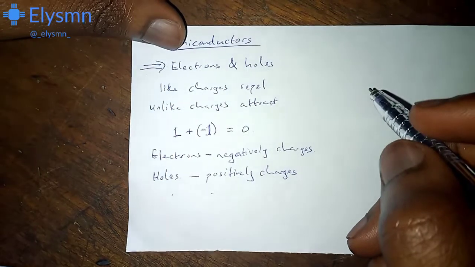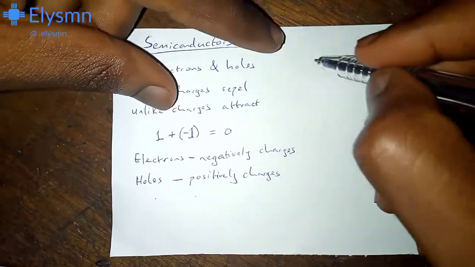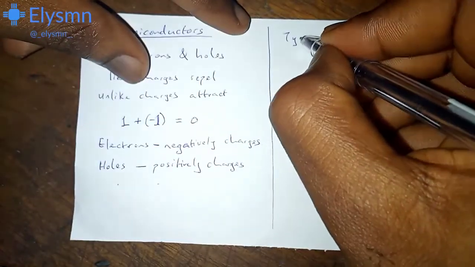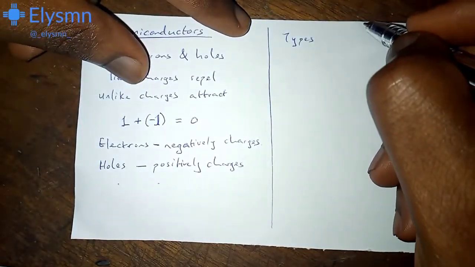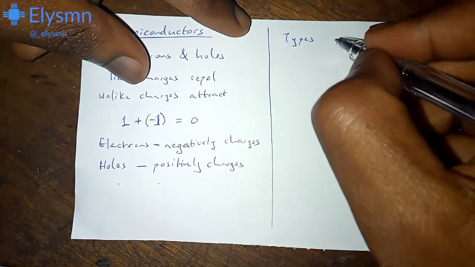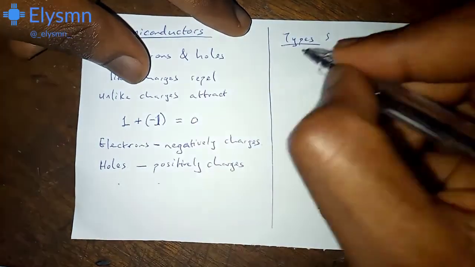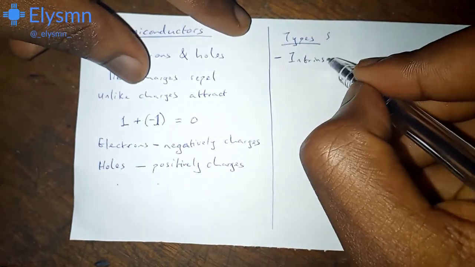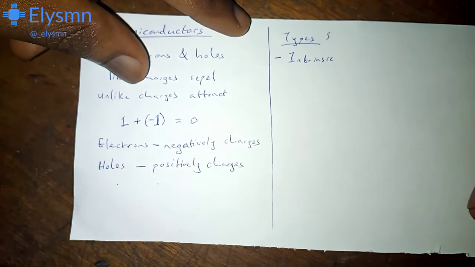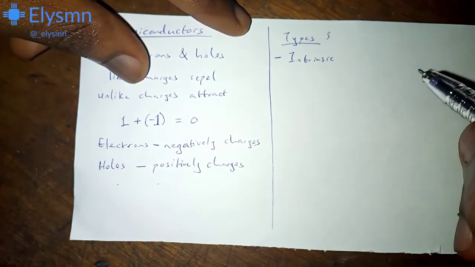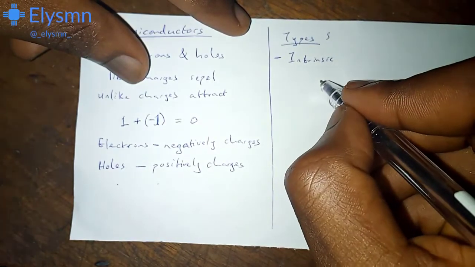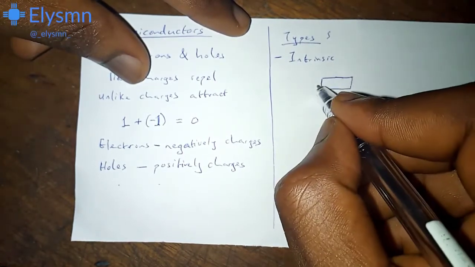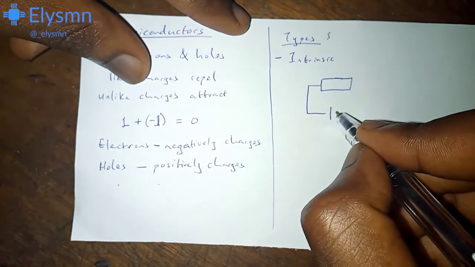So let's look at the types of semiconductors. When looking at types of semiconductors, you think about the purity of the semiconductor. The first we think of is the intrinsic semiconductor. The intrinsic semiconductor is the pure semiconductor that has no impurity in it. It is very pure, and whenever you connect it to a battery like this, let's say this is the intrinsic semiconductor and you connect it to a battery, this is the symbol for a battery.